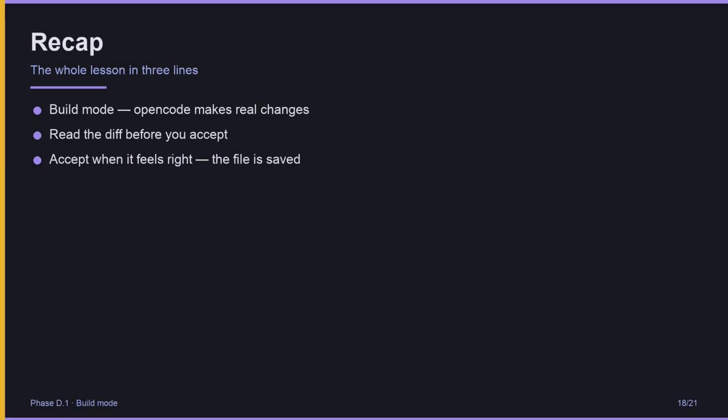Let me recap the whole lesson in 3 lines. Build mode means OpenCode makes real changes to your files and saves them. You read the diff, every line, every addition, before you accept anything. And when it feels right, you accept, and the change is written to your disk for real. Plan first, build second. Read first, accept second. That is the whole habit.